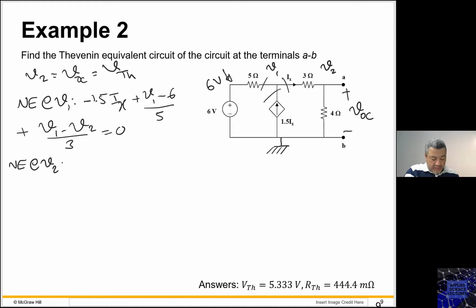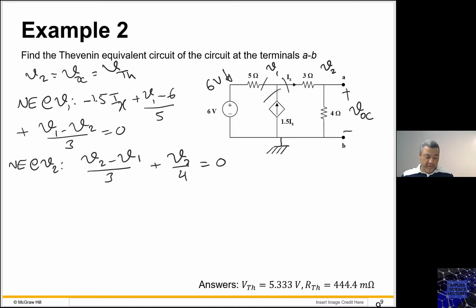Nodal equation at V2: V2 minus V1 divided by 3, plus V2 over 4 equals 0.